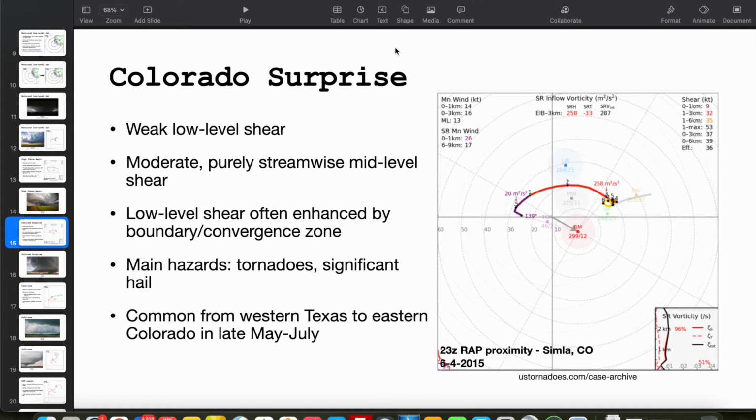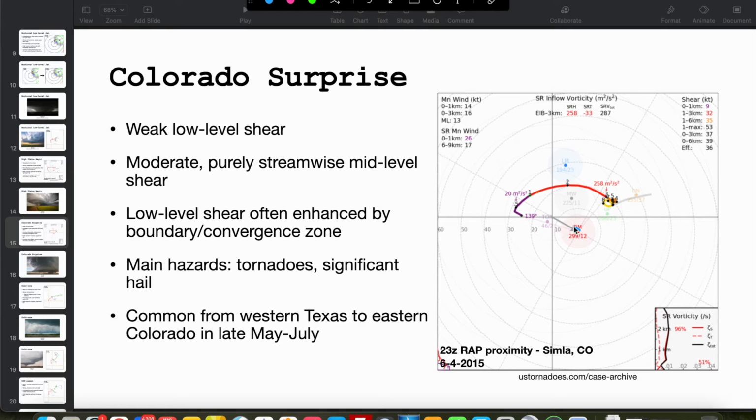So our next one, kind of on the opposite end of the spectrum, but the same kind of area, is the Colorado Surprise. So this is going to be a hodograph that is characterized by weak low-level shear. You can see here in the low levels, very little curvature, and often the vorticity in the low levels will be quite crosswise.